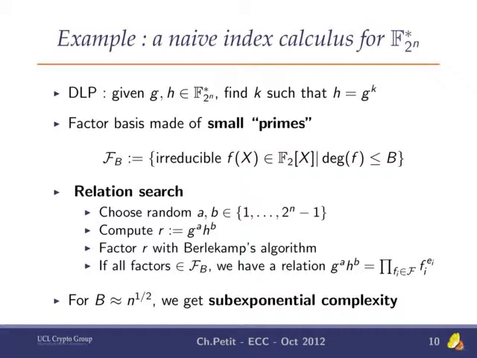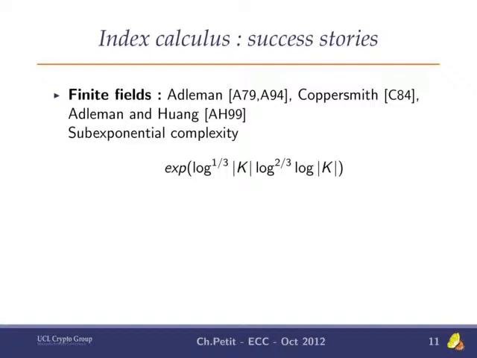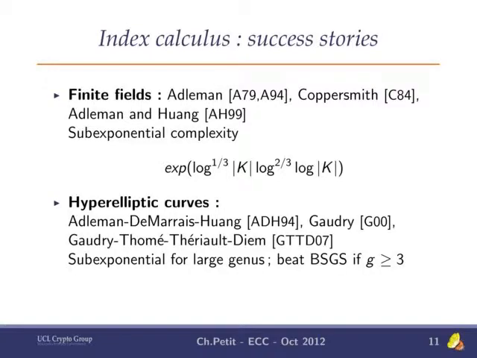There are improvements of this algorithm, of course. So index calculus has been very successful over the years. So first of all, for finite fields, there has been the algorithm of Adleman, then Coppersmith's algorithm. So all those algorithms have a sub-exponential complexity with an exponent here roughly 1/3. And the community has also been able to adapt those attacks to hyperelliptic curves when the genus tends to infinity.